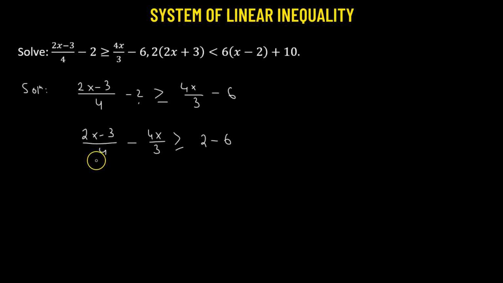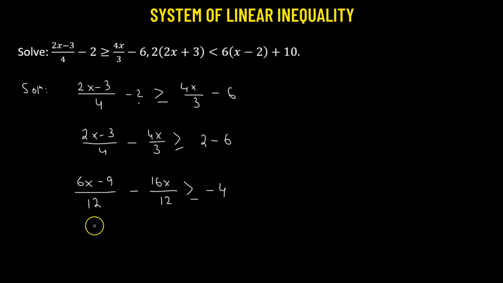Starting with the first term, if we want to make the denominator 12, we'll have to multiply it by 3. And we have to also multiply it to the numerator. So that means we'll multiply 3 to 2x minus 3 to get 3 times 2x, which gives us 6x, minus 3 times 3, which is 9, divided by 12. Minus, now we want to make the denominator equal to 12 for the second term. So we'll multiply 4 to both the numerator and the denominator. So that gives us 16x divided by 12. So this is going to be greater than or equal to negative 4.